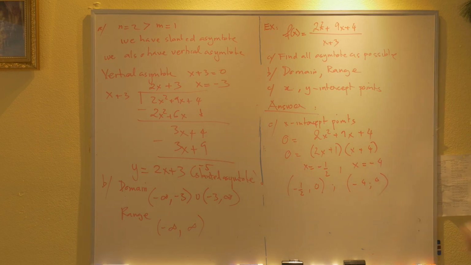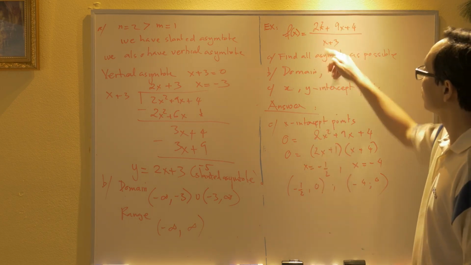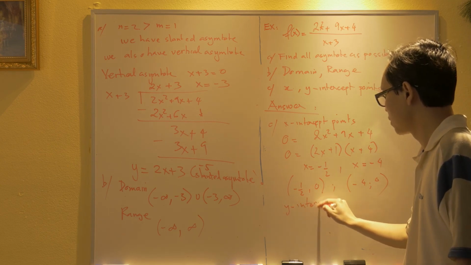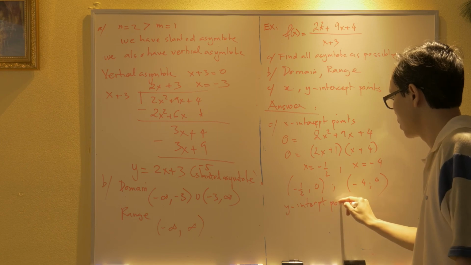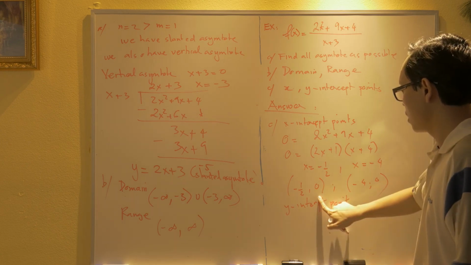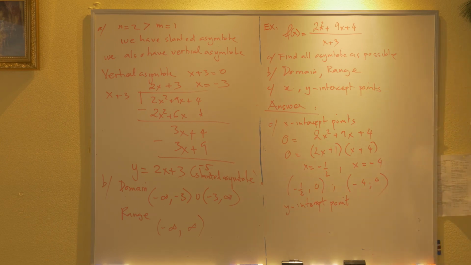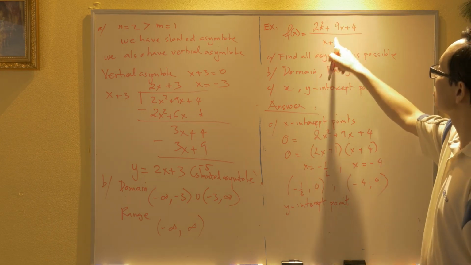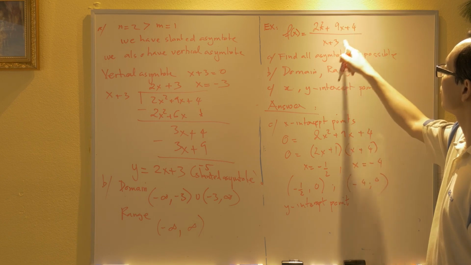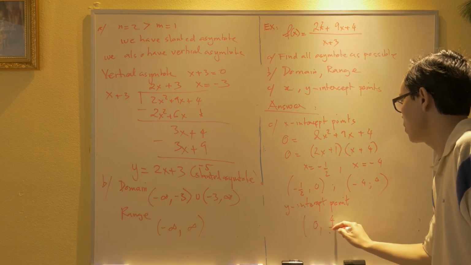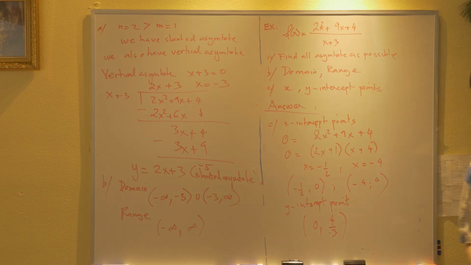For the y-intercept, you replace x with 0. So you have 0, 0, 0 on top, and your answer is 4/3. So your y-intercept will be (0, 4/3). Okay? That's all.